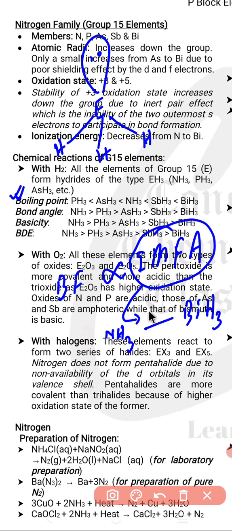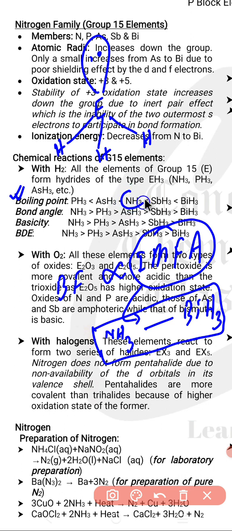So in this case, boiling point must increase from ammonia to BiH3, but the actual order is not like this. The actual order is this one: PH3 comes first, then AsH3, NH3, then SbH3 and BiH3.